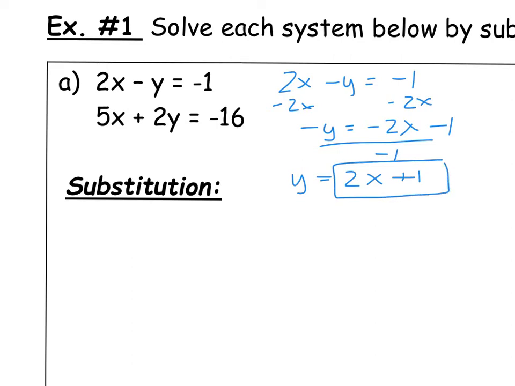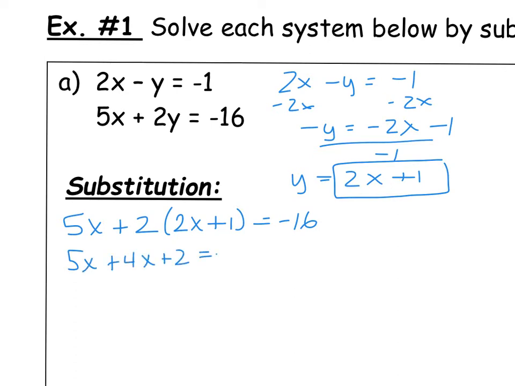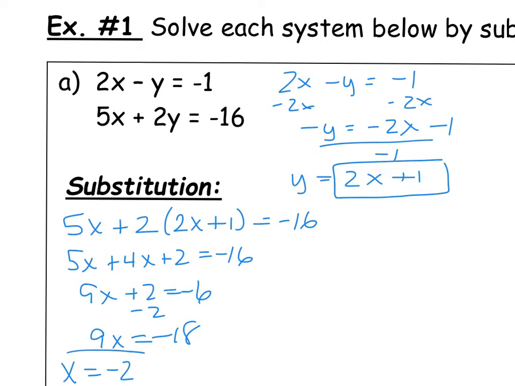Now here's the key to this one. We need to go to the other equation. So I'm going to go to 5x plus 2y. But when we get to this particular point, this is where the substitute goes, and the substitute is the 2x plus 1 equals negative 16. So we're going to have to distribute, so 5x plus 4x plus 2 equals negative 16. 9x plus 2 is negative 16. We're going to subtract 2, so 9x is negative 18, and divide by 9, I get x is negative 2.